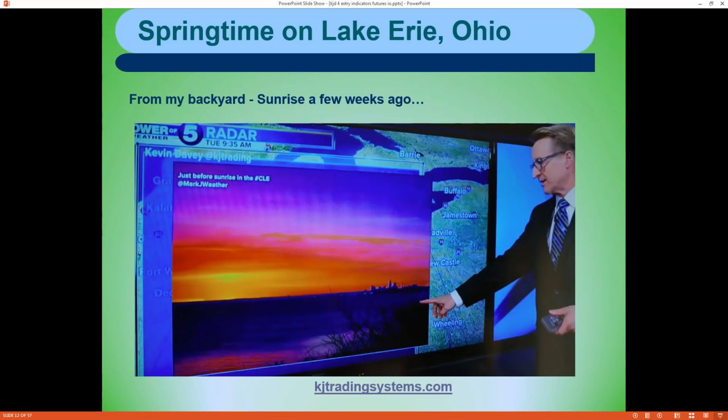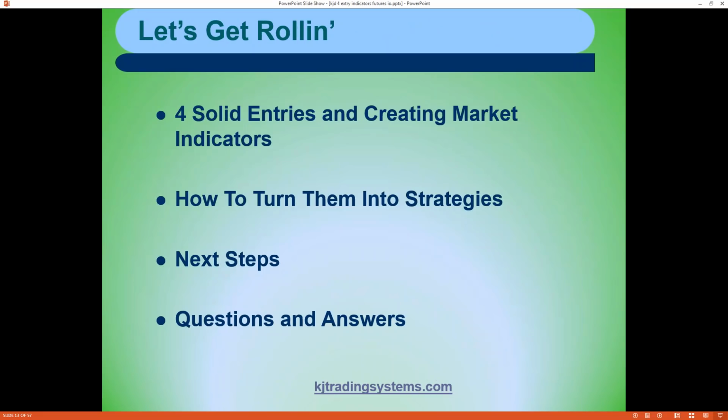All right. So anyways, one final one where I'm at. This is a view out my backyard a couple weeks ago. It actually made it on the local news in Cleveland, Ohio. That's where I am. This was sunrise, and you can see downtown Cleveland, Ohio, over on the right, but that's looking out over Lake Erie. It was a pretty cool sunrise. We don't always get them like that, but that was one of them. All right, so let's get rolling.